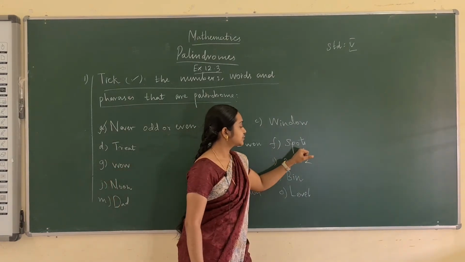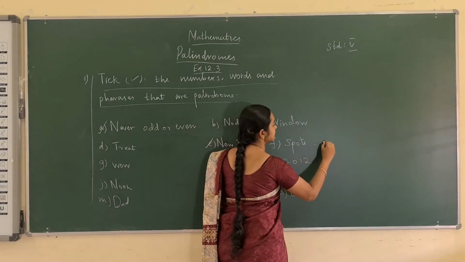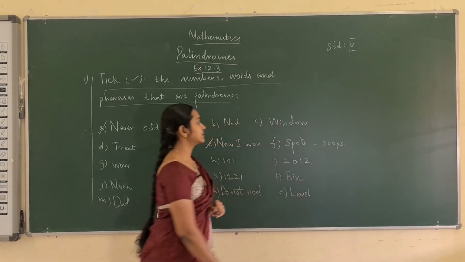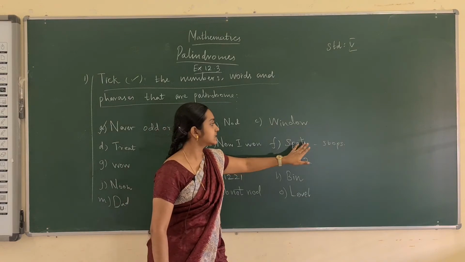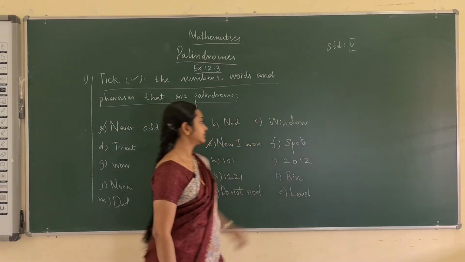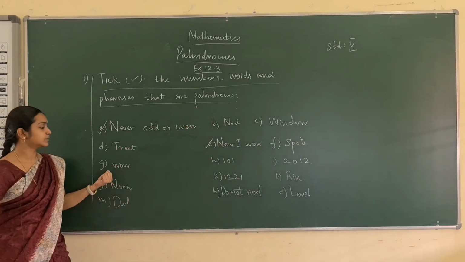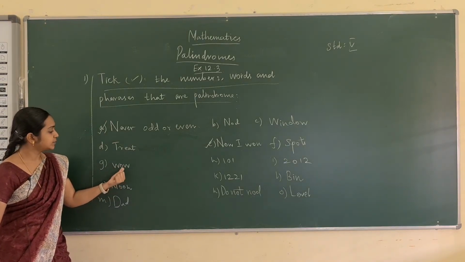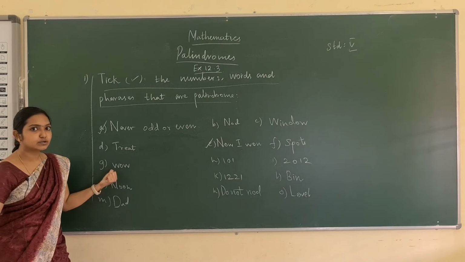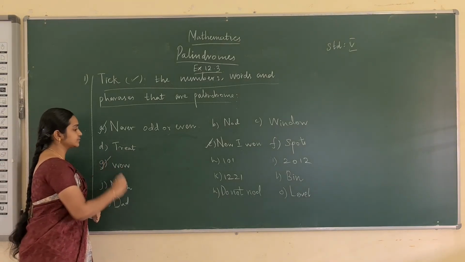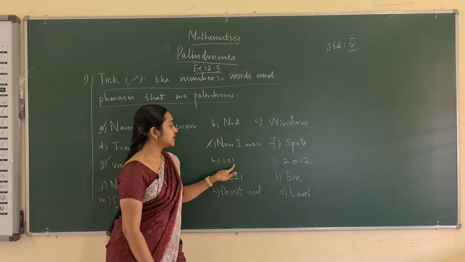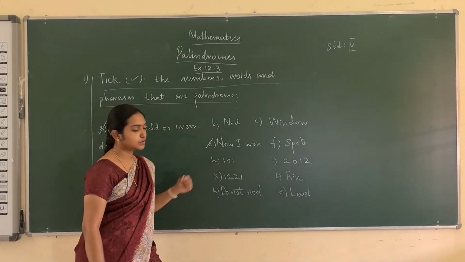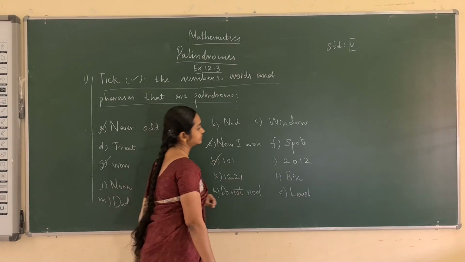Next, spots. Reverse this, S-T-O-P-S, stops. They are different. So this is not a palindrome. Next, wow. While reversing wow, again we will get W-O-W. It is also wow. So it is a palindrome. Next, 101. While reversing this, 101. So this is a palindrome.